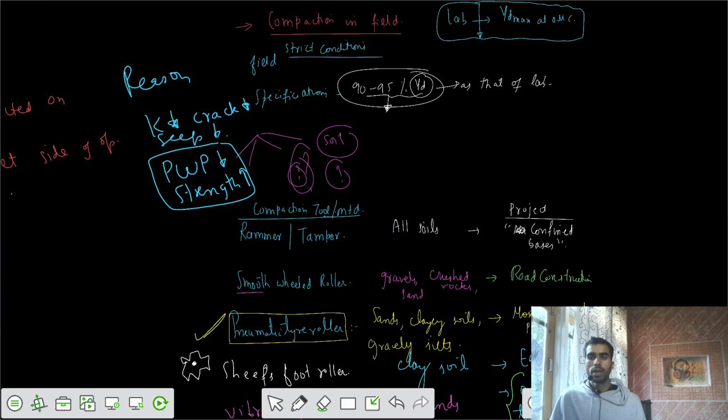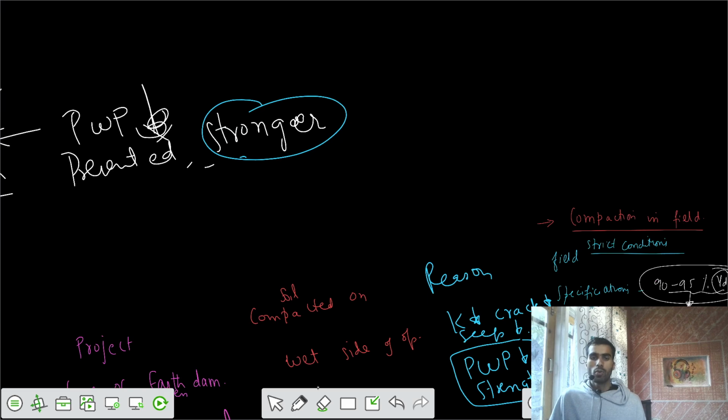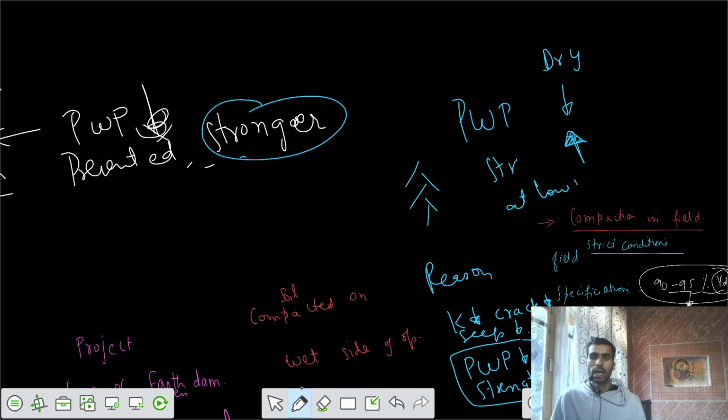But if I compare with what we studied initially, we saw that pore water pressure was less on the dry side of optimum, and because of the interlocking in the structure, strength was more on the dry side of optimum at lower stresses.